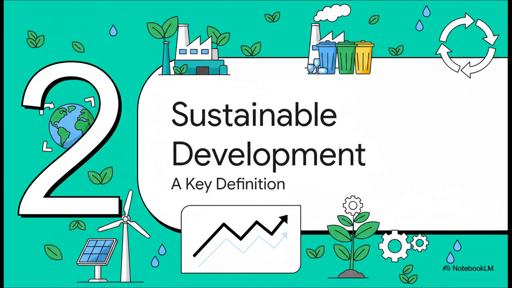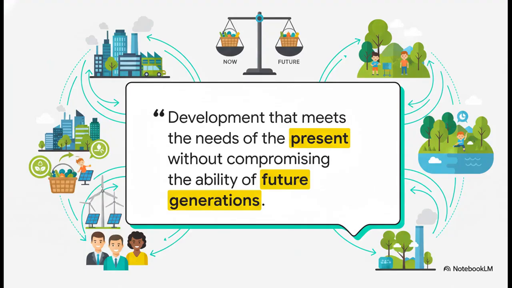Well, that brings us to our next key idea, sustainable development. And trust me, this is a phrase you are definitely going to want to remember for your exam. Okay, so that's the official definition, and yeah, it's one you should probably learn. But what does it actually mean in plain English? Well, it's basically about not being selfish. It's about finding a way for us to have everything we need today without messing things up for our kids and grandkids in the future. It's all about finding that perfect balance.